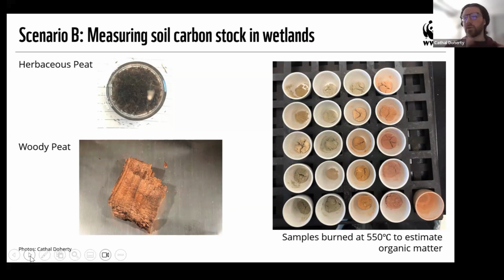I just wanted to show a little bit about what the lab process might look like, because oftentimes you'll send the samples and you'll just get back a data sheet, but this is what they're actually doing. Next slide, please, Emily.